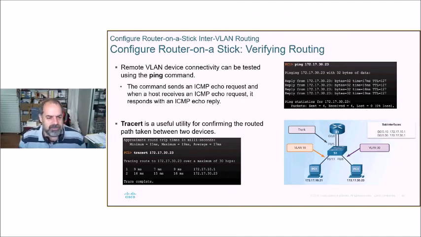So how do you verify it? I suppose if you ping across, that would be good. If PC1 can ping PC3, that's all very nice. Traceroute, of course, would also give you that information as well. But yeah, just make sure it does work.